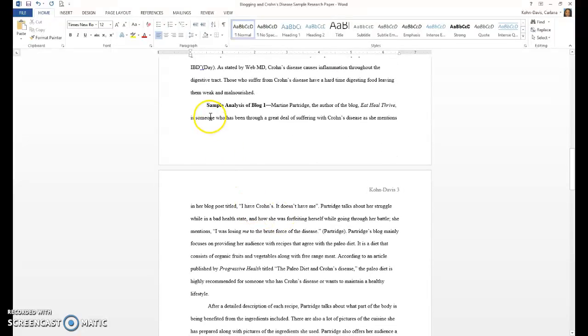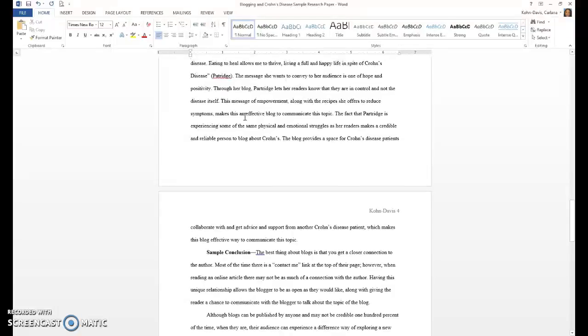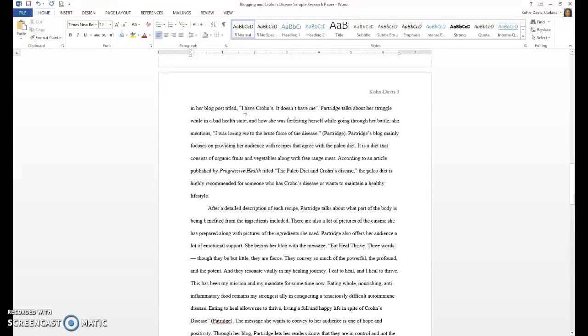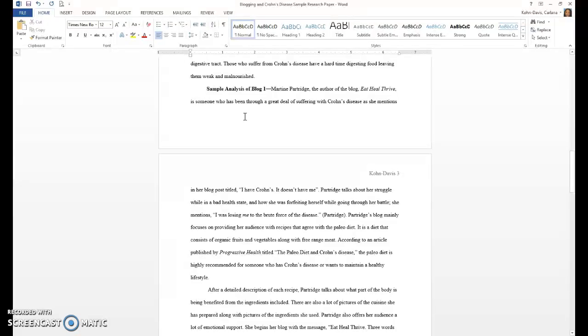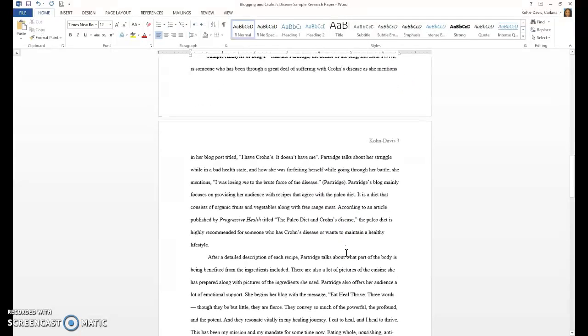Then I get to part 4, and I only analyzed one blog, even though you have to analyze 2. I've only analyzed one blog here. But this is my sample analysis of blog 1, which is Eat, Heal, Thrive. Okay, I think I did complete this section. Yes, I did. I completed this section. But this is a sample analysis of a blog. So I talk about the author. I talk about the blog itself. I give information on what the blog is actually providing.